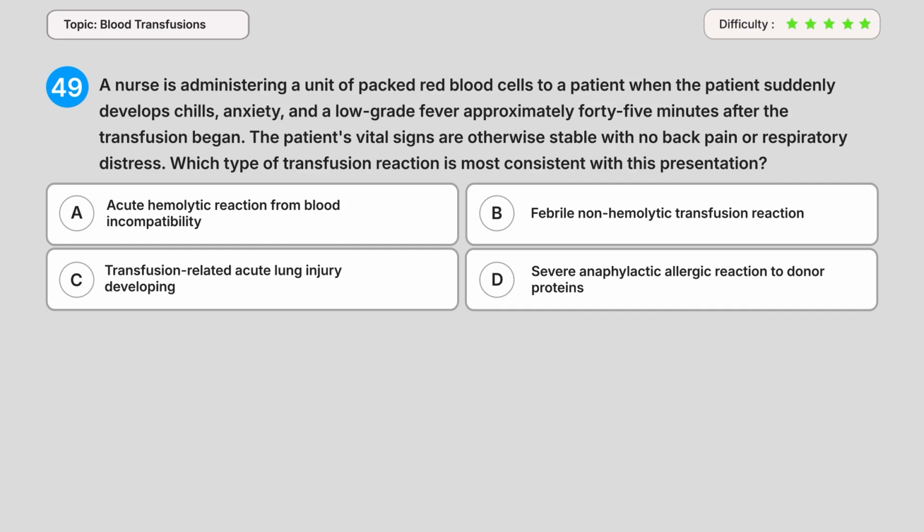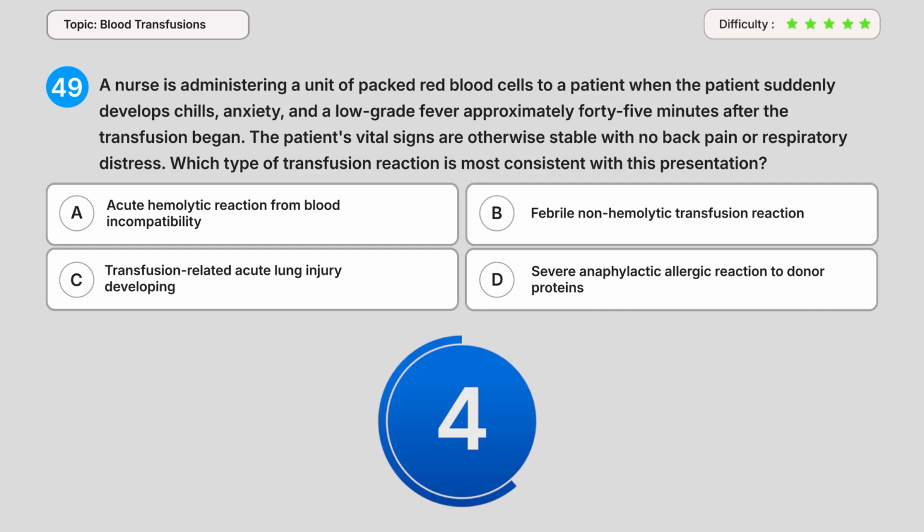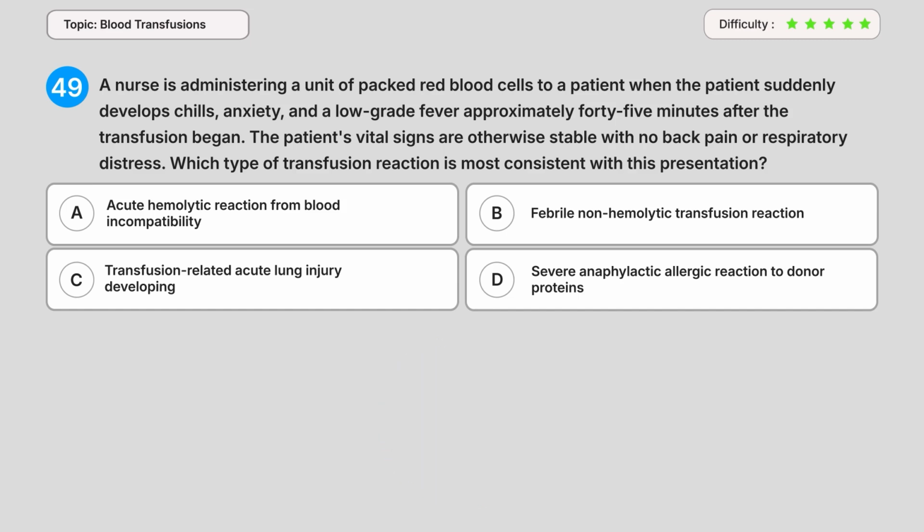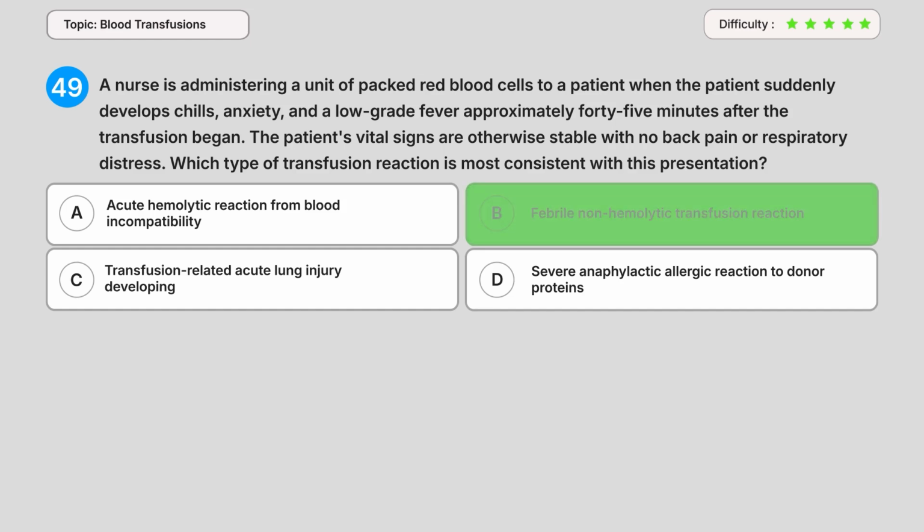A. Acute hemolytic reaction from blood incompatibility. B. Febrile non-hemolytic transfusion reaction. C. Transfusion-related acute lung injury developing. D. Severe anaphylactic allergic reaction to donor proteins. What do you think is the answer? Correct answer. B. Febrile non-hemolytic transfusion reaction.